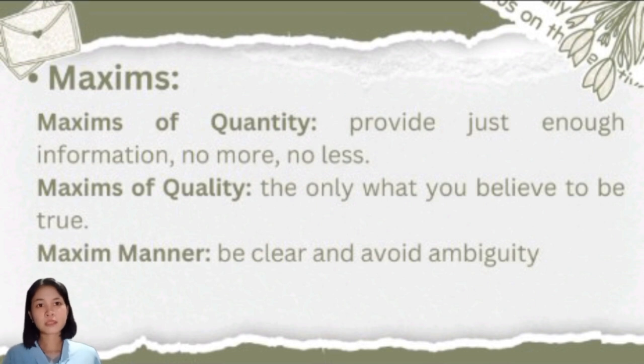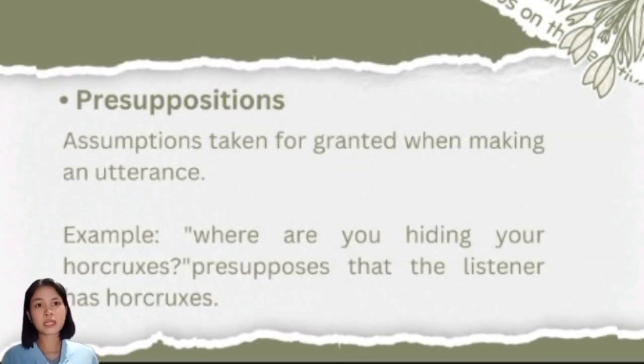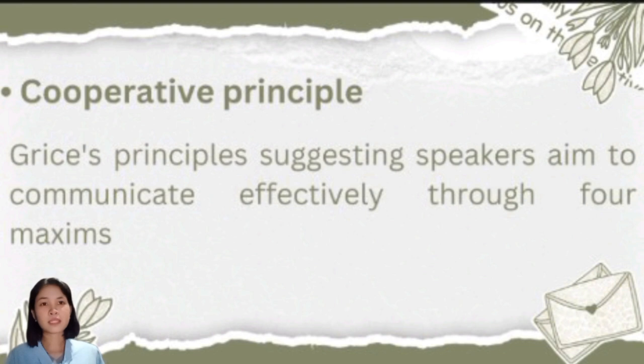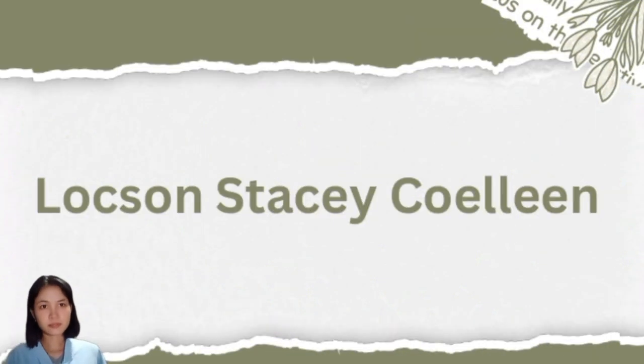The four maxims will be discussed by my co-teacher, teacher Kenneth. I hope you understand. So the presupposition is when the speaker already assumes that his or her listener or readers know what he is referring to or know the meaning behind his message, while the implicature is not explicitly stated. While the cooperative principle falls under the four maxims of the English philosopher Paul Grice.